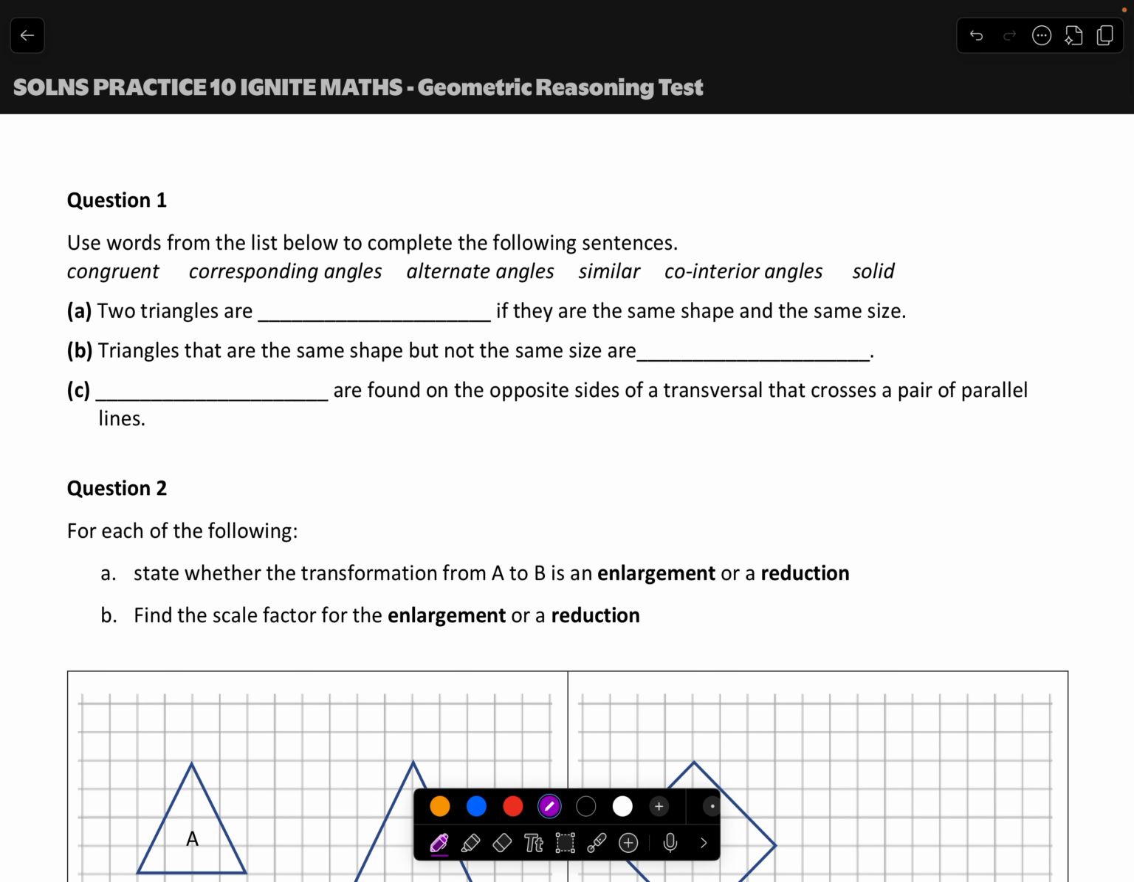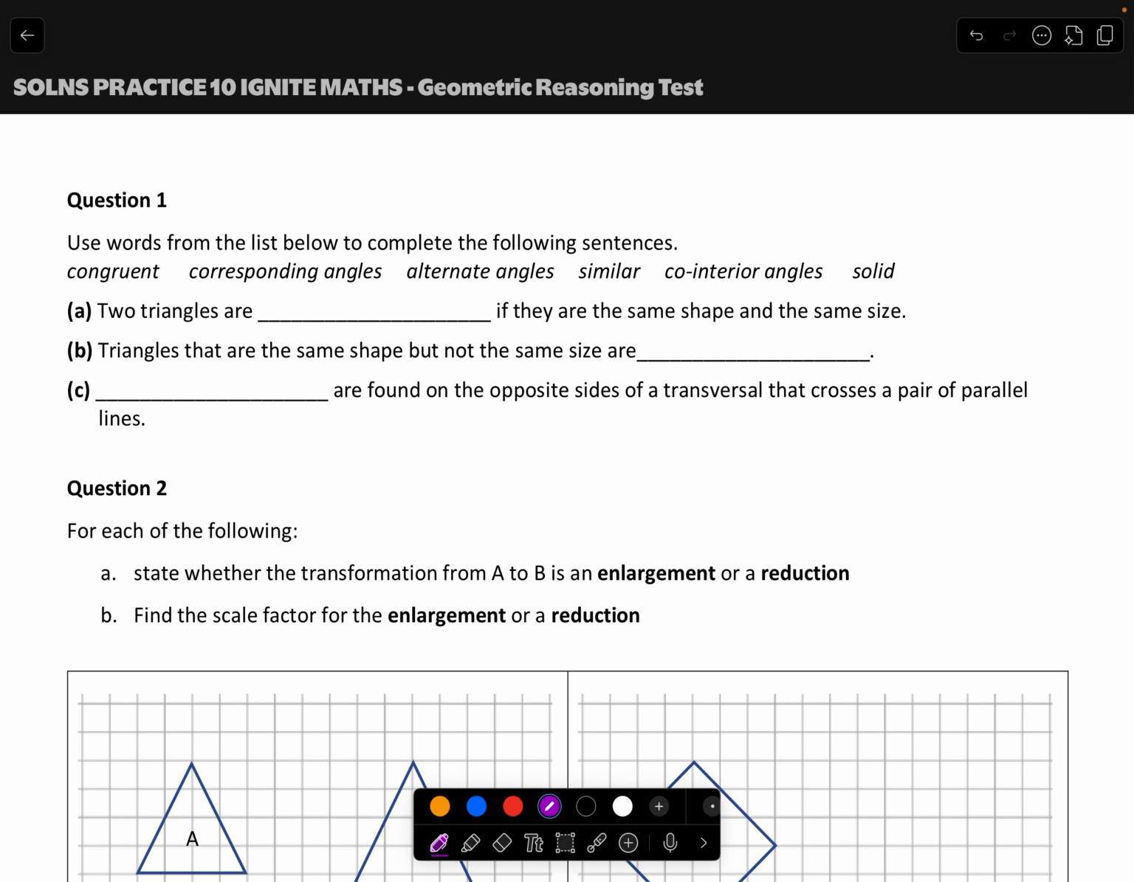Question 4, multiple choice. An equilateral triangle of side length 15 centimeters. Equilateral means the same. Reduced to become a triangle of side length 5. The scale factor used, 5 is a third of 15, so 1/3.